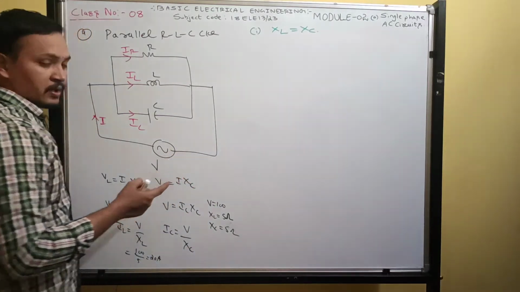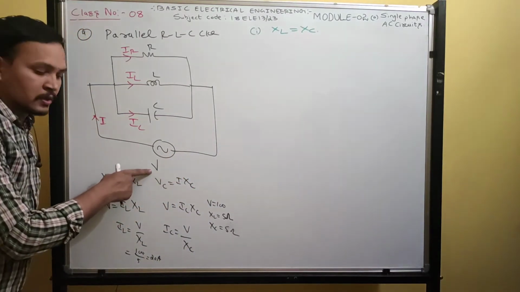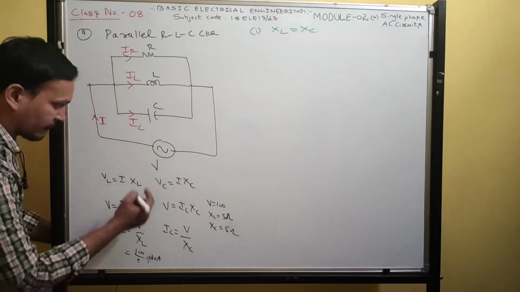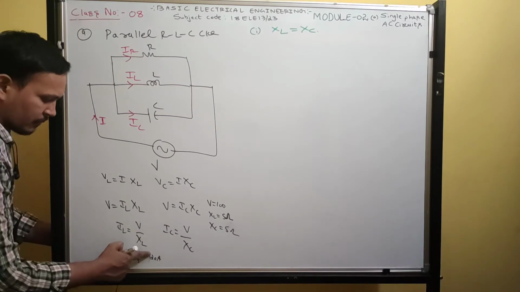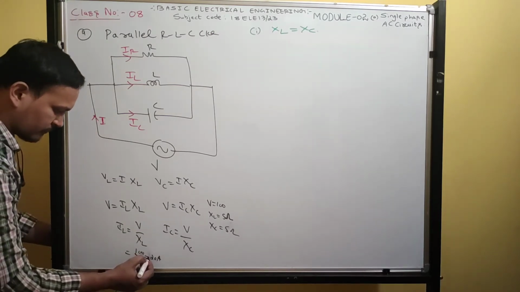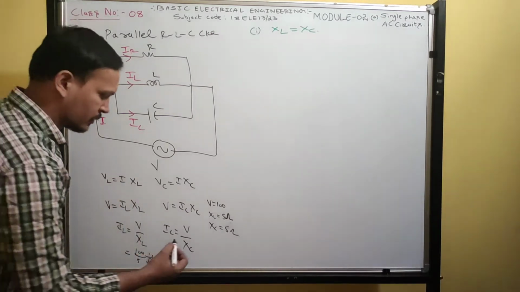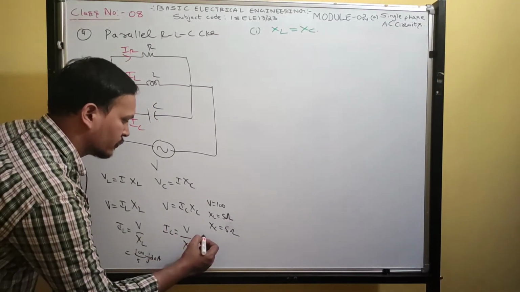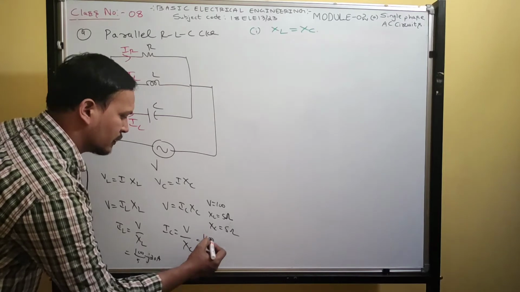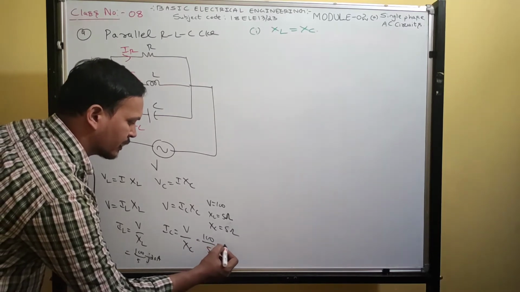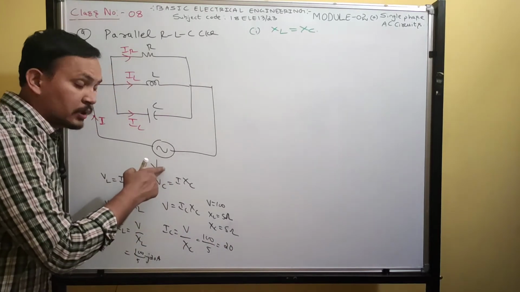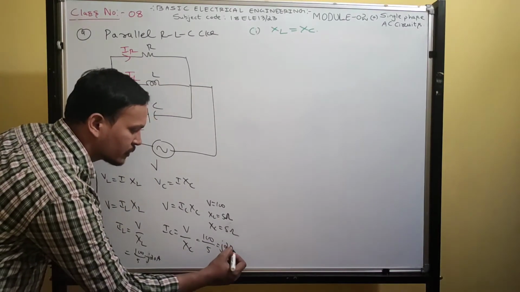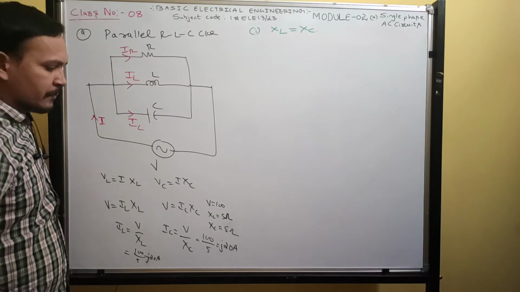What is the reference? Voltage. The inductor current lags by 90 degrees, so if the reference is voltage, you write minus j20. Then the current flowing through the capacitor: voltage is 100, capacitive reactance is 5, so 100 by 5 is 20. With respect to voltage, the capacitor current leads by 90 degrees, so you write plus j20 ampere.